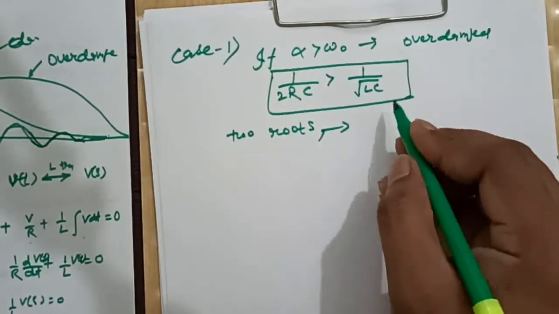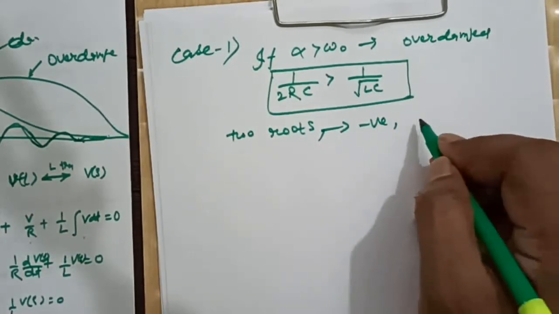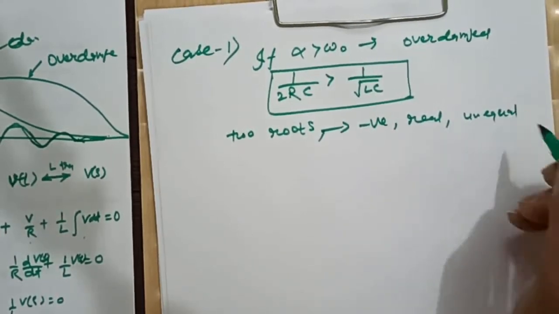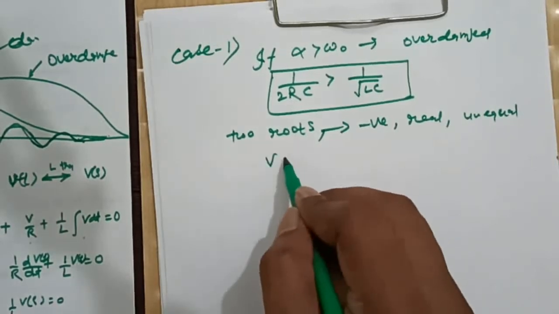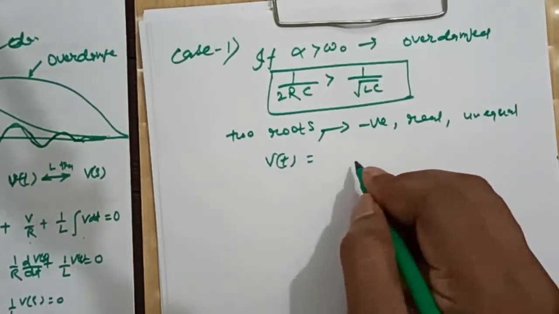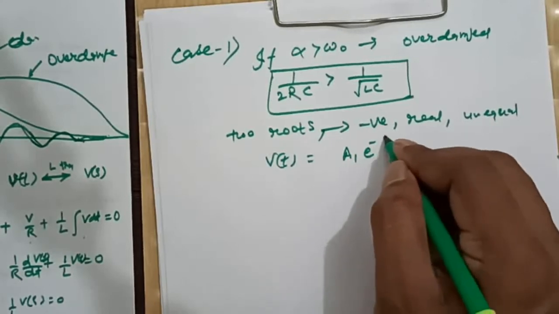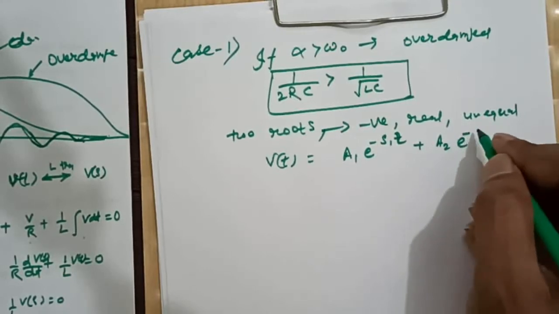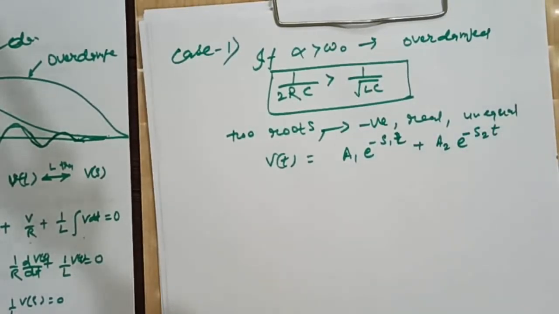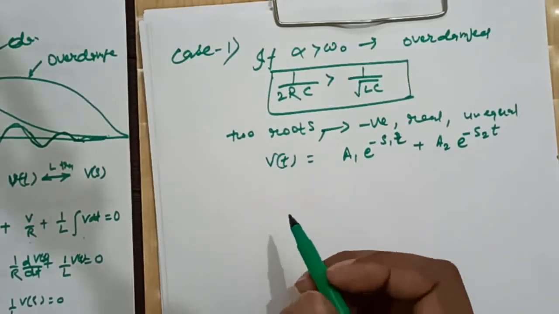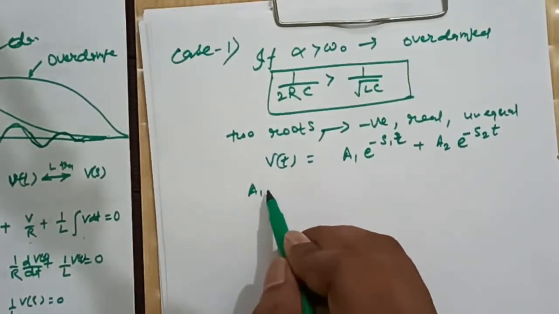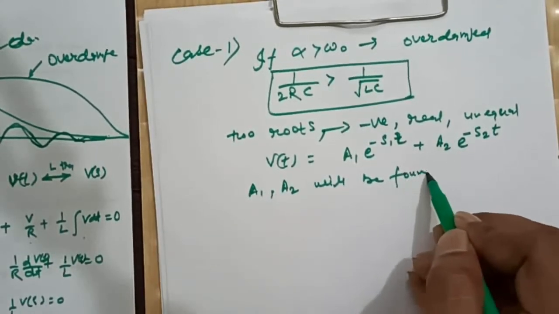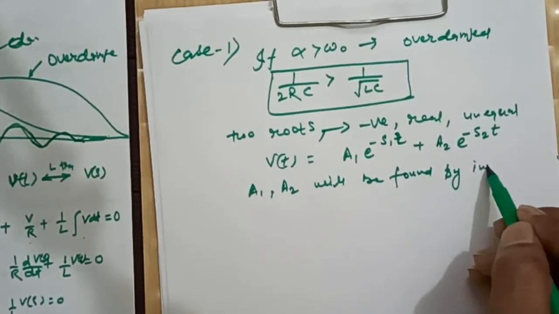Now if this condition is satisfied, our two roots will be what? Negative, real and unequal, right? And in that case our v(t) will be what? Some constant A1 e to the power minus s1 t plus some constant A2 e to the power minus s2 t, isn't it? Once again, A1 and A2 will be found by initial conditions.